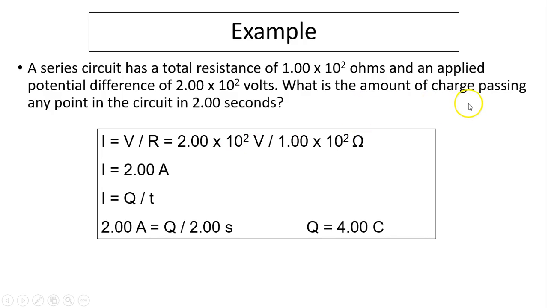So you have to find the amount of charge passing any point in a circuit in 2 seconds. So you have to find Q. Q equals I times t, so Q equals 4 coulombs. So this problem has 2 steps. First step, you have to find the current. The second step, you have to find the charge.